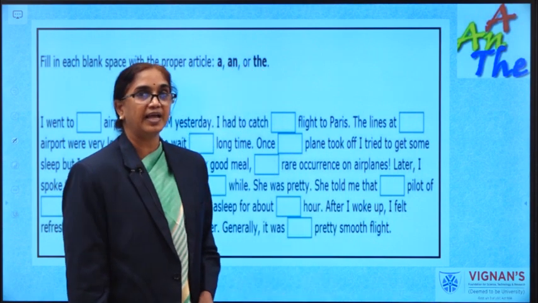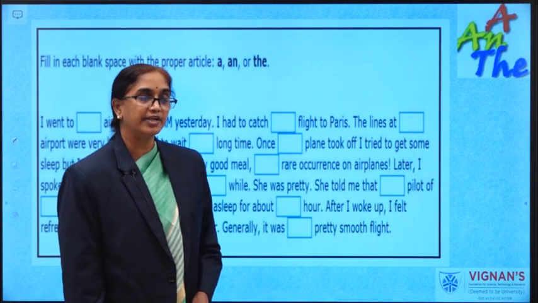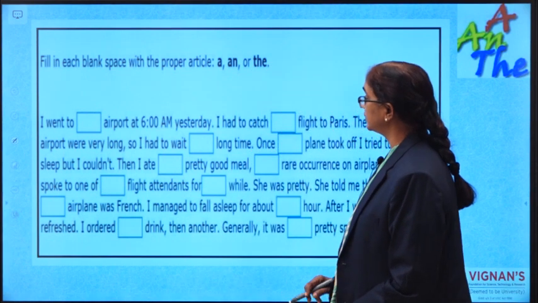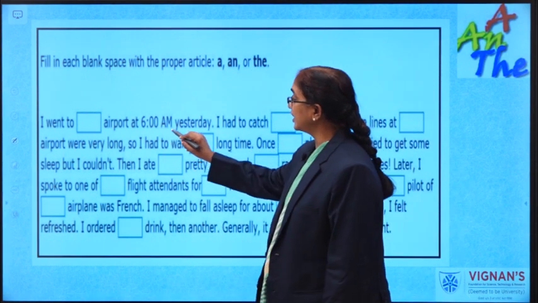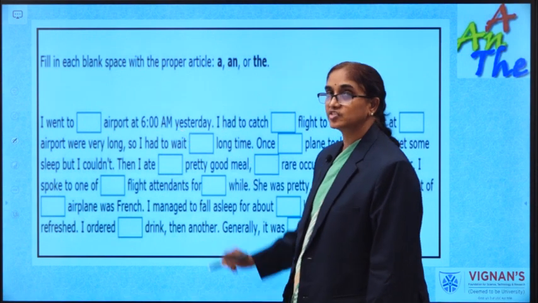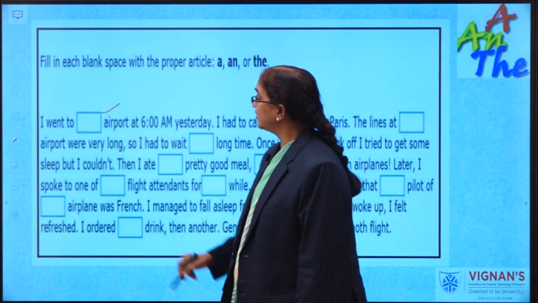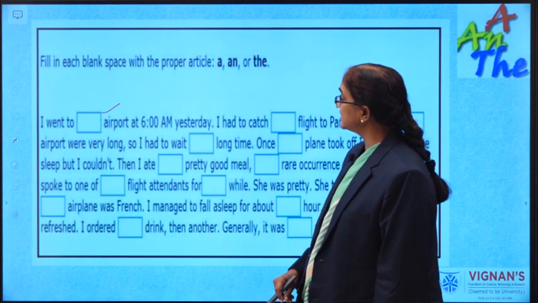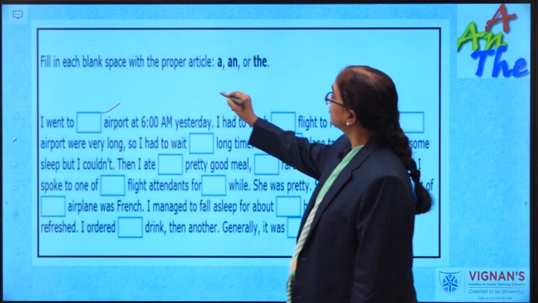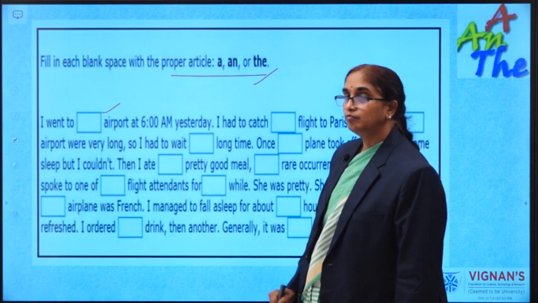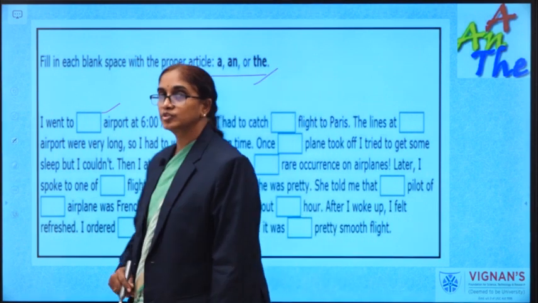Look at this fill in the blanks exercise here. I would like you to just read it and see if you can answer the question. "I went to dash airport at 6 a.m. yesterday." So in this blank, what will you get? "I went to airport at 6 a.m. yesterday." If there is a need for an article, put an appropriate one. So what will you use here?